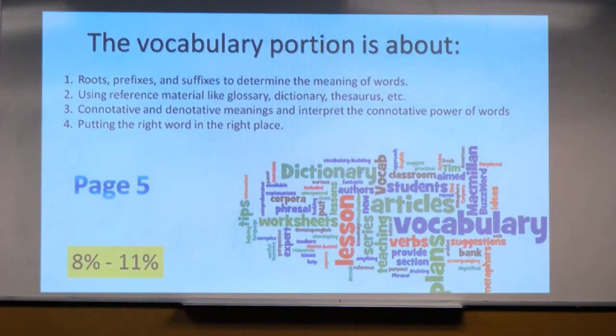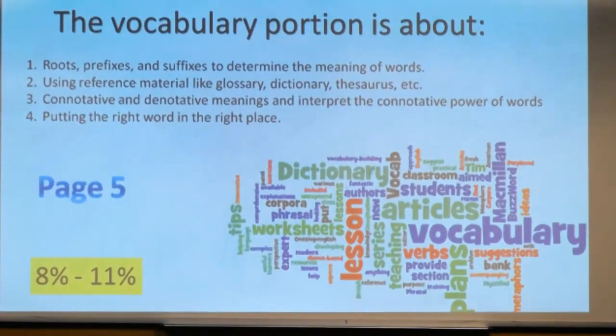The vocabulary portion is standard 1.1 through 1.5 on page 5 of the handout. These are things that basically they learn through their reading. Roots, prefixes, and suffixes, things that they've learned about reference materials, connotative and denotative meanings, and putting the right word in the right place. I see a lot of questions like, what did this word mean here in this sentence? Why did the author use this word here in the multiple choice question? But it is a small portion of the test, only 8 to 11% of the test.